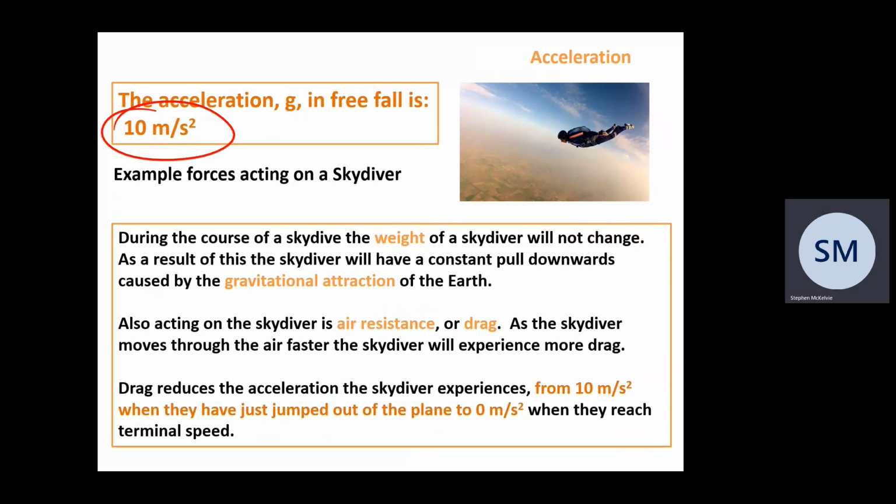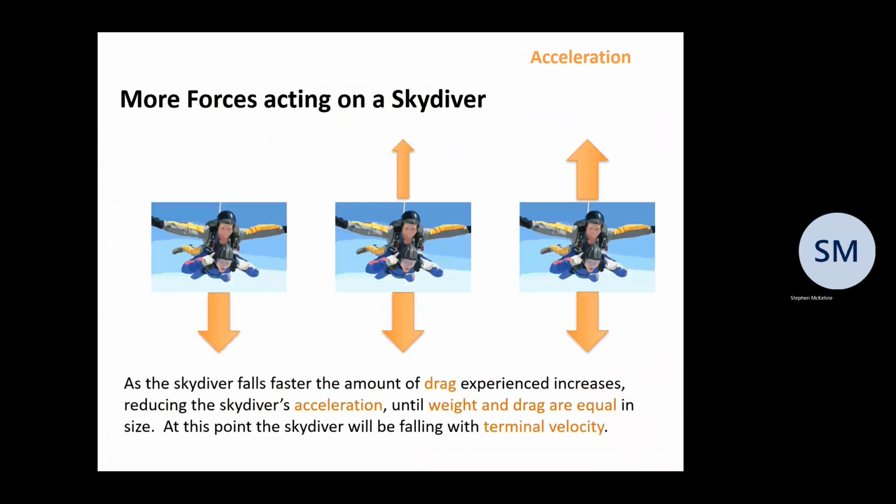Here's a picture of those forces we were talking about. At first, there's no air resistance whatsoever because we've just jumped out of the plane. Then there's a small amount of air resistance as the velocity of the diver increases. And finally, we get these balanced forces, meaning there can't be any acceleration.